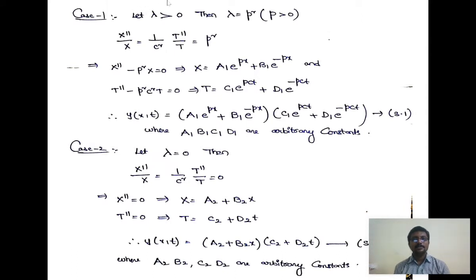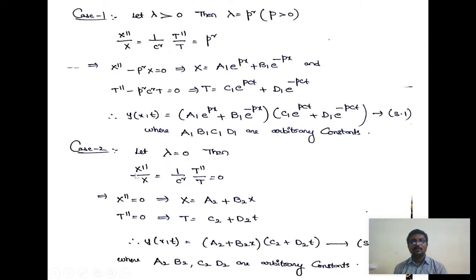Since lambda is positive, say lambda equals p squared, where p is positive. Now equating first and last, we get the solution X is A1 e power px plus B1 e power negative px. Now equating middle and last, we have a second ordinary equation, on solving which T equals C1 e power pct plus D1 e power minus pct. Hence the solution is, let it be equation 1, that means we just have to replace these values in y of x comma t is X of x into T of t.